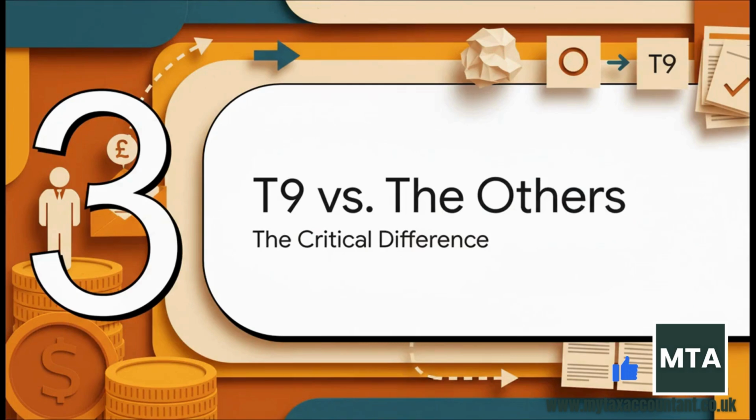Now, this next point is where so many businesses get tangled up. If T9 is for things outside the VAT system, what on earth do you do with items that have zero VAT but are very much inside the system? Let's break down that critical difference.